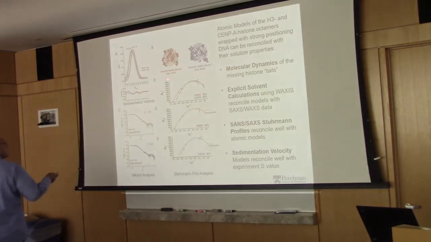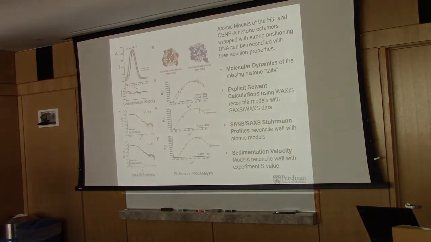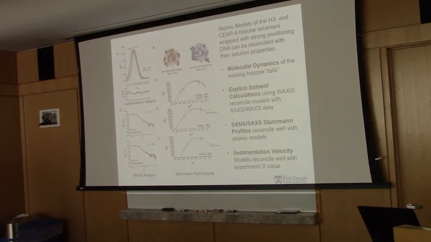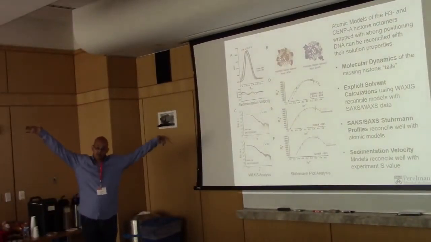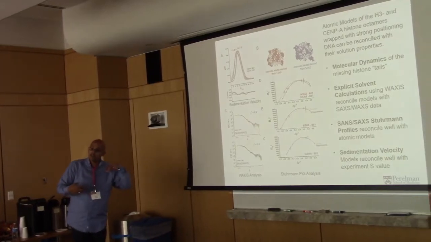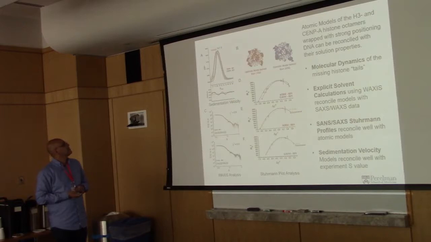Here are molecular dynamics built models of canonical nucleosomes, both for the classic H3H4 octamer and the Sempé derived. Those blue blobs are representative beads; they're actually all atom models of those missing histone tails. In the MD simulation, in a box of water, they collapse onto the DNA, which makes sense given the DNA's charge.